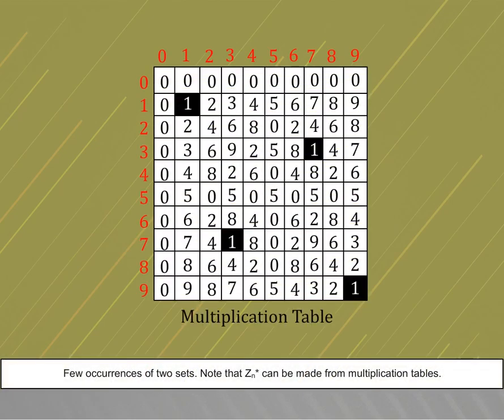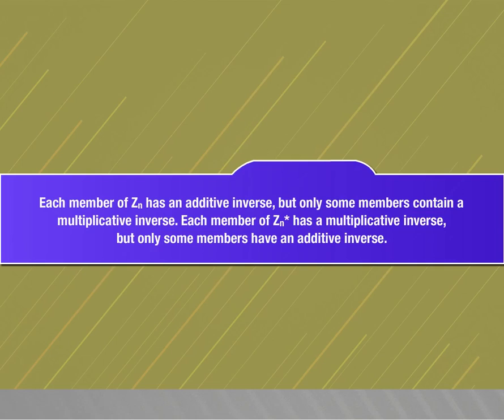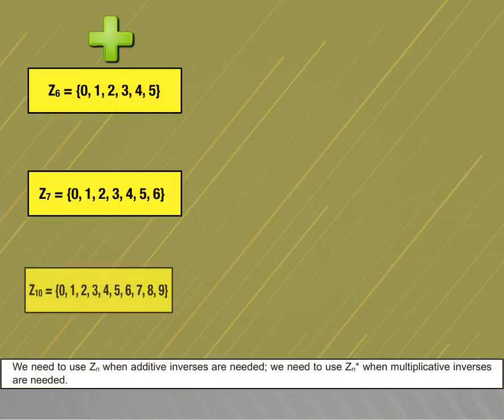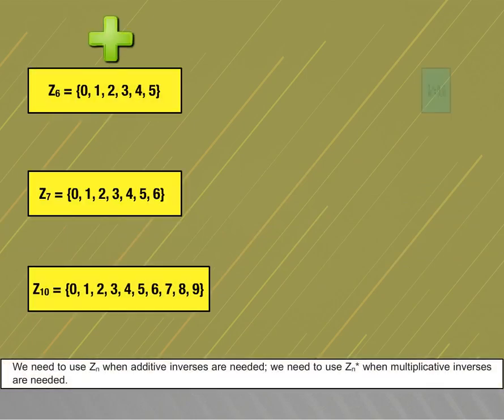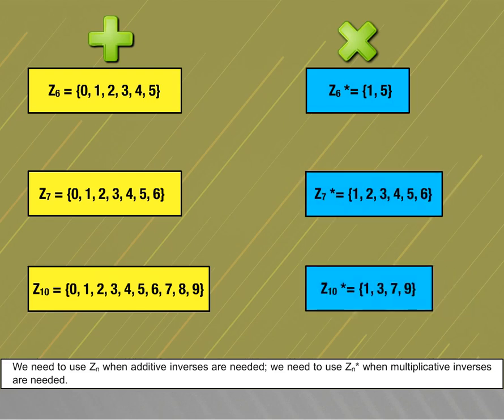A few occurrences of the two sets. Note that Zn group can be made from multiplication tables. Each member of Zn has an additive inverse, but only some members contain a multiplicative inverse. Each member of Zn group has a multiplicative inverse, but only some members have an additive inverse. We need to use Zn when additive inverses are needed. We need to use Zn group when multiplicative inverses are needed.